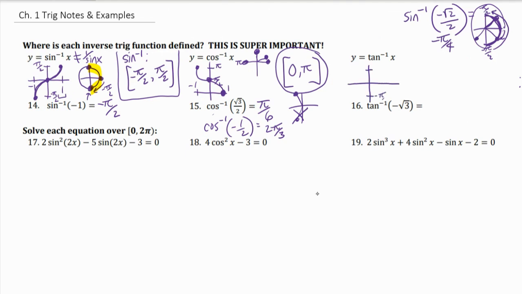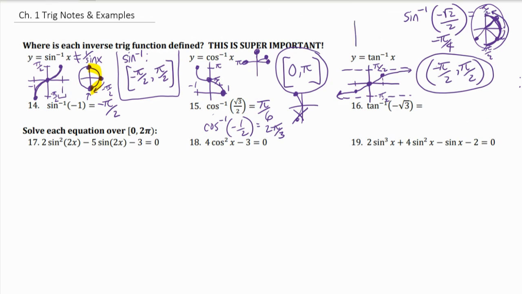At negative pi over 2 and at pi over 2, we have asymptotes. So like the graph of regular tangent, we have asymptotes, but this time they're horizontal, not vertical. And then the tangent of 0 is 0. Tangent of pi over 4 is 1. Tangent of negative pi over 4 is negative 1. And then it looks like this. We approach our asymptotes on either end. So that's tangent inverse. Tangent inverse has a range of negative pi over 2 to positive pi over 2, but we're not including negative pi over 2 and pi over 2 because those are asymptotes. We never actually touch them.